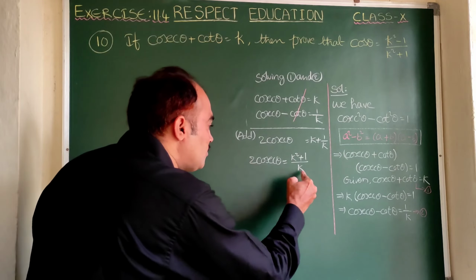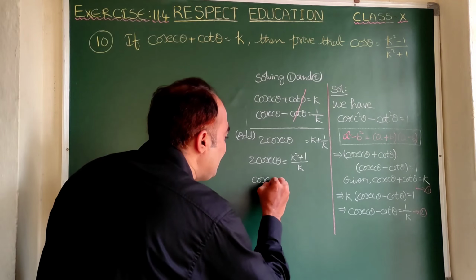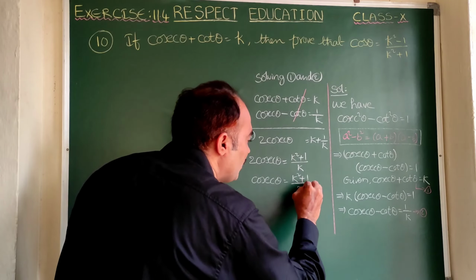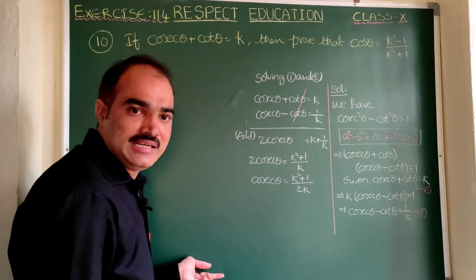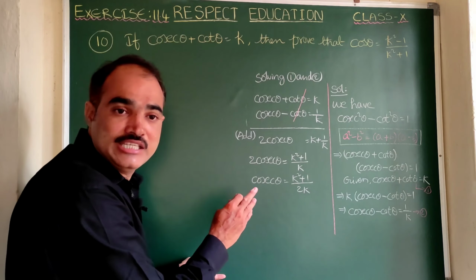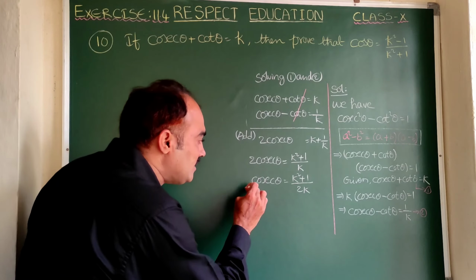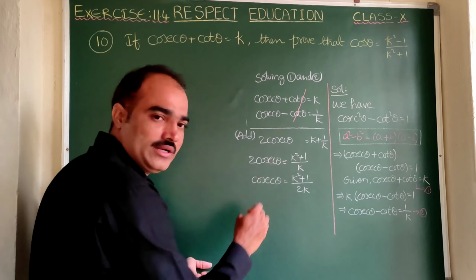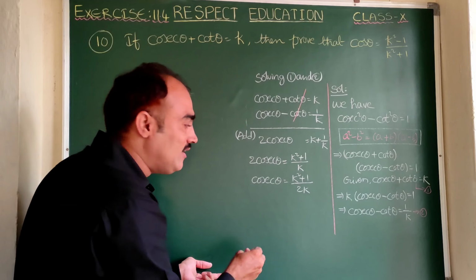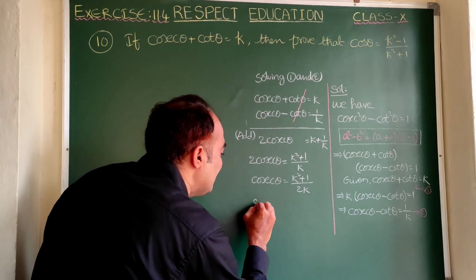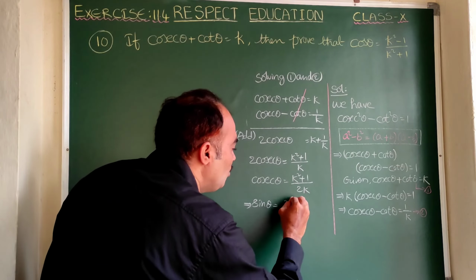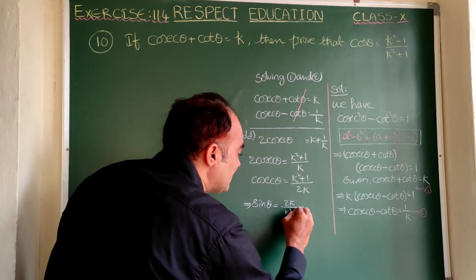Now let us send 2 also that side. So cosecant theta is equal to k square plus 1 by 2k. Is it clear? Yes, sir. As we know, sin theta and cosecant theta are reciprocal to each other. If cosecant theta is k square plus 1 by 2k, what is sin theta? 2k by k square plus 1. So let us write here, that implies sin theta will be 2k by k square plus 1.